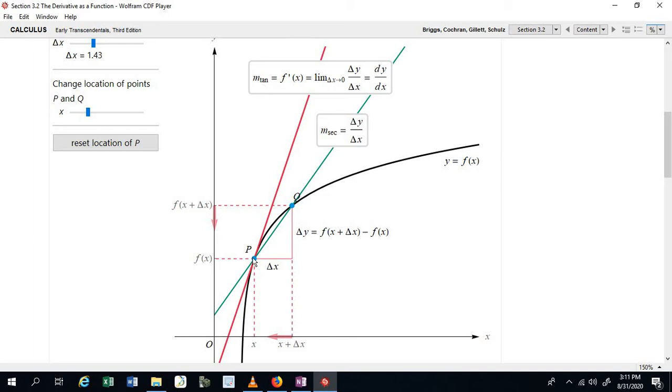Okay, so the slope of the tangent line at P, which is the derivative of the function f of x, which we can denote as f prime of x, is equal to the limit as delta x goes to 0 of delta y divided by delta x, because delta y over delta x is the slope of the secant lines. And the slope of the tangent line is the limit as delta x goes to 0 of the slopes of the secant lines, which can be written as delta y divided by delta x.